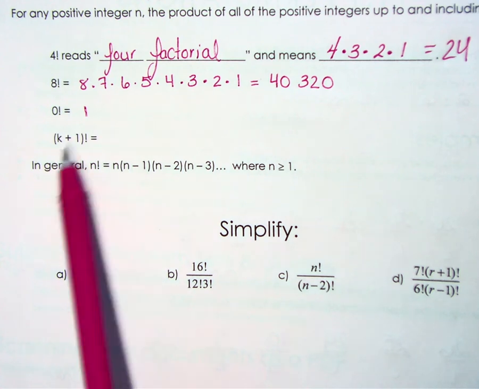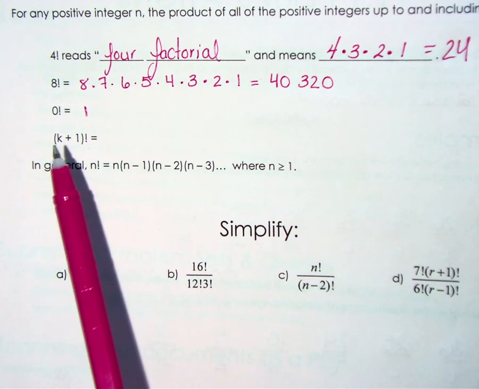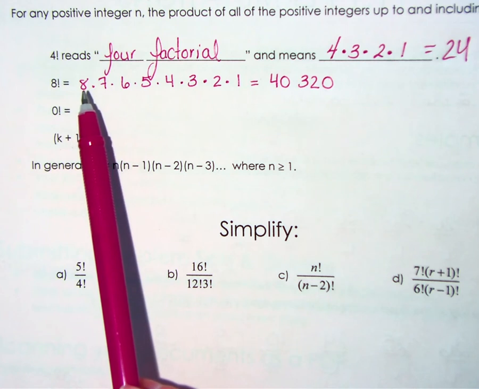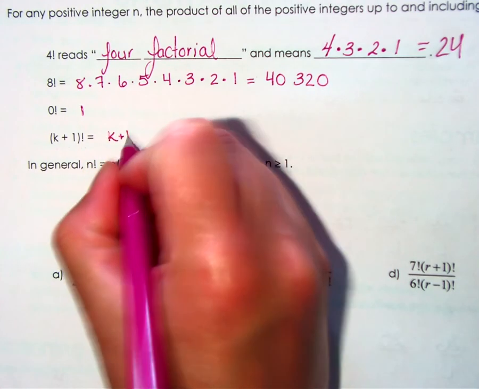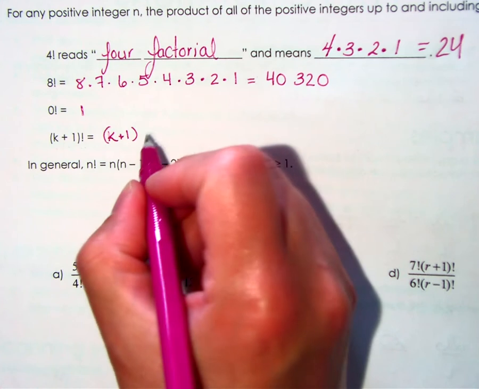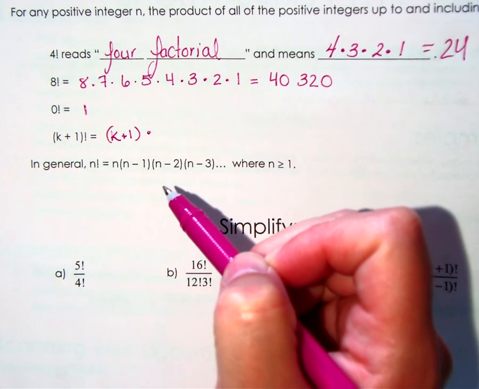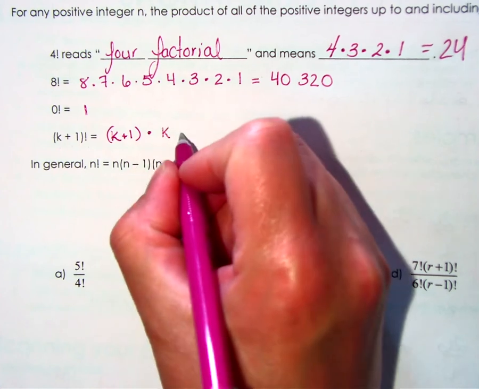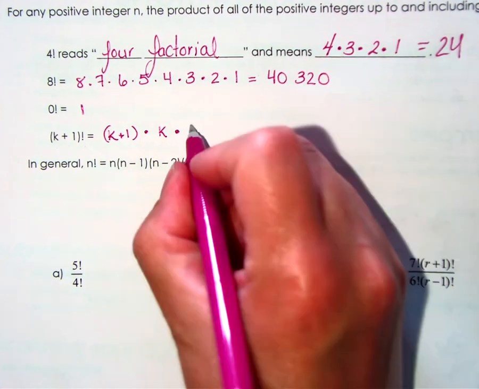All right, k plus 1 factorial. Okay, so it's going to be a never-ending thing. So when we did 8 factorial, what did we start with? 8. So what are we going to start this one with? K plus 1. So how did we get to the next term? We minus 1. So what's this one going to be? K. And what's the next term going to be? K minus 1.